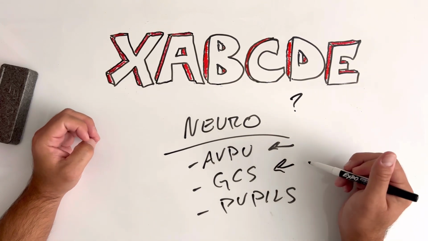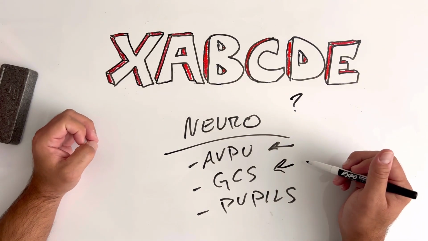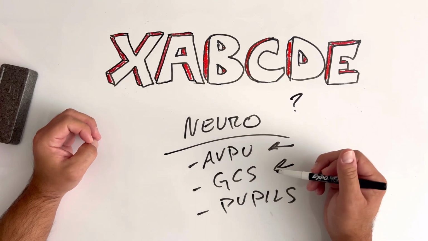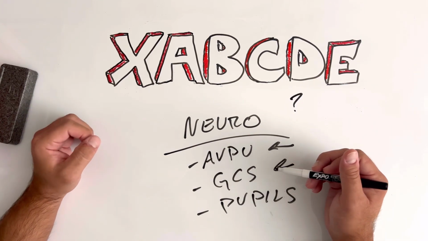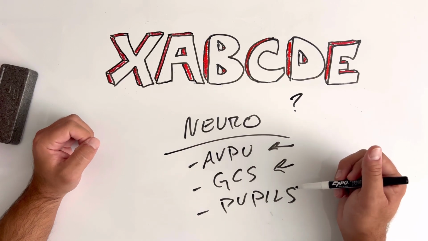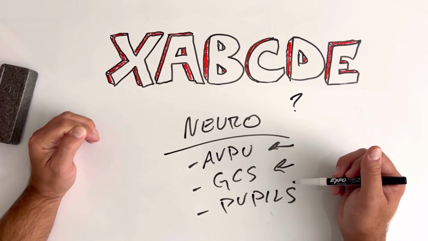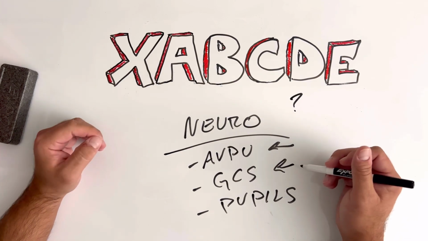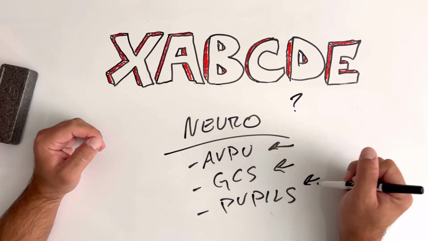Then we're going to move to GCS, Glasgow Coma Scale. You can see the breakdown of the GCS in another video that we have on our page. And then we're also going to assess the pupils. Are they equal, round, reactive to light? Are they sluggish, constricted, dilated, all that? And we're basically checking for any deficits.